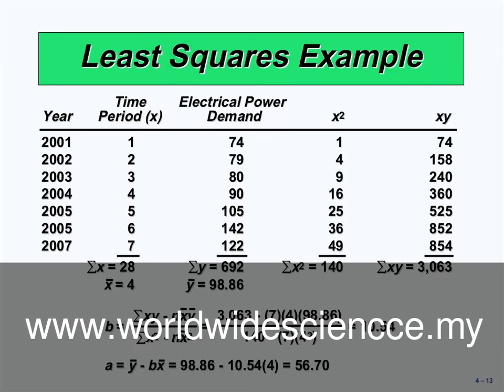Now we can write our linear equation. Please make a slide. Yes, the trend line is Y bar equal to 56.7 plus 10.74 multiplied by X. If you want to forecast, for example, 2011, because we have calculated the trend line.